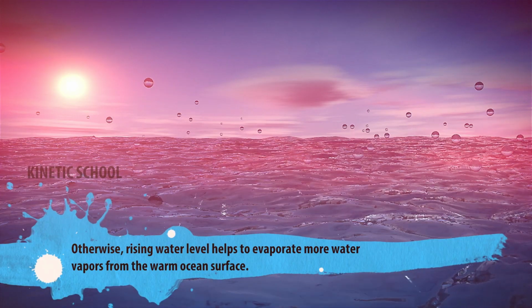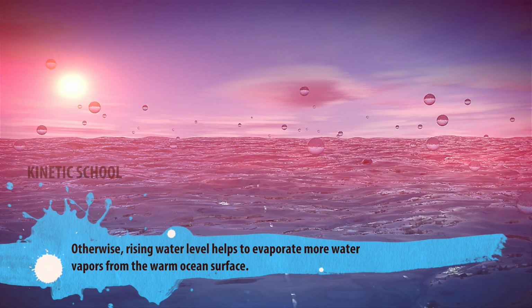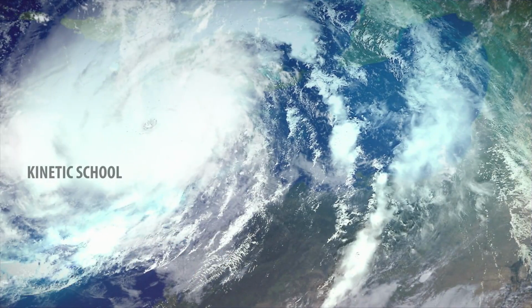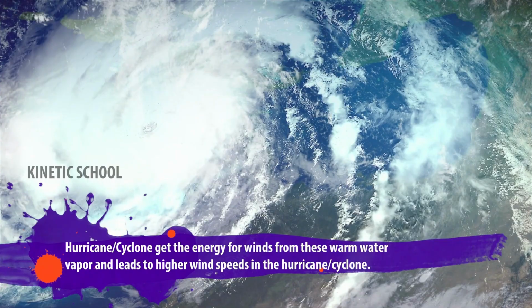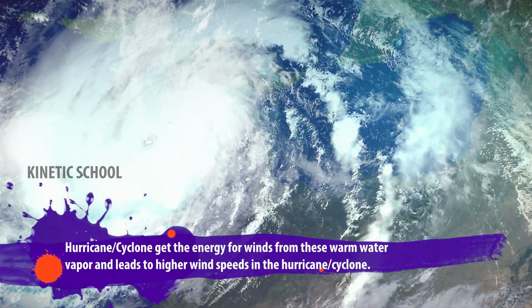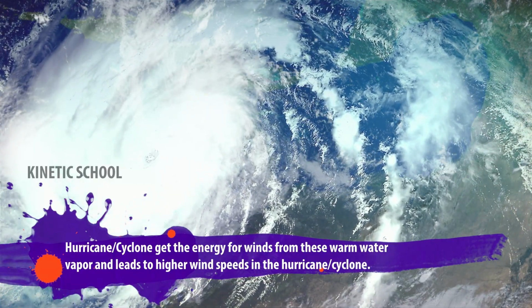Otherwise, rising temperatures help evaporate more water vapor from the warm ocean surface. Hurricanes or cyclones get the energy for their winds from this warm water vapor, which leads to higher wind speeds in the hurricane or cyclone.